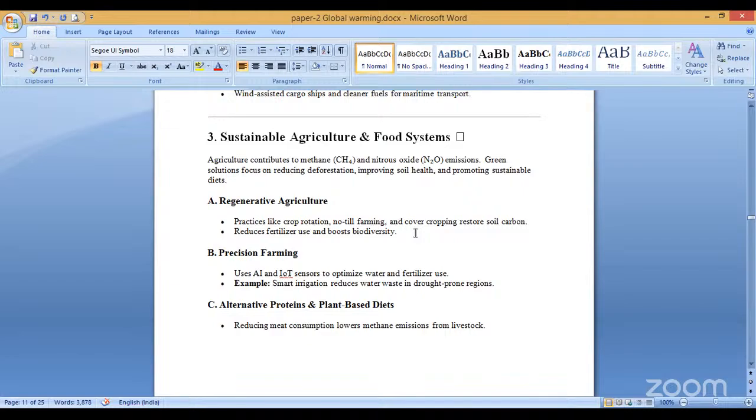Then coming to the first point in sustainable agriculture and food systems, regenerative agriculture. Practices like crop rotation, no-till farming, and cover cropping restore soil carbon, reduce fertilizer use, and boost biodiversity.